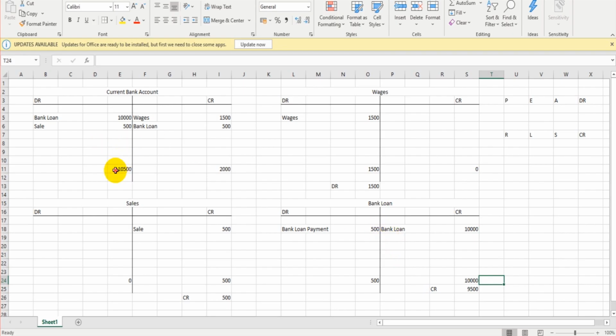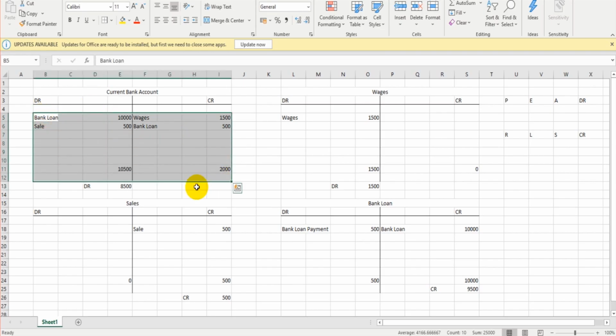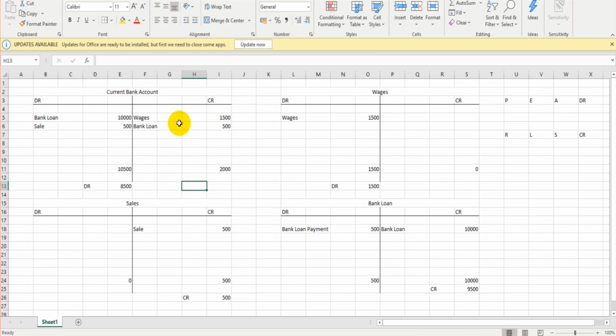With the current account, we have 10,500 on the debit, 2,000 on the credit. So this is the smaller one, this is the larger one. Let's deduct the smaller from the larger and then post to the larger side. So 8,500 debit will be the balance on the current bank account. And once again, if we have a bank statement for this period, hopefully these transactions will show on the bank statement and the balance would be 8,500.